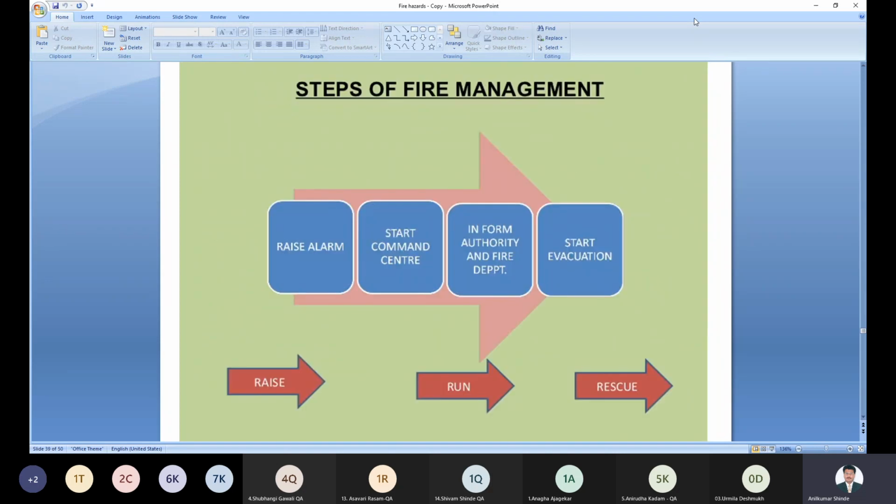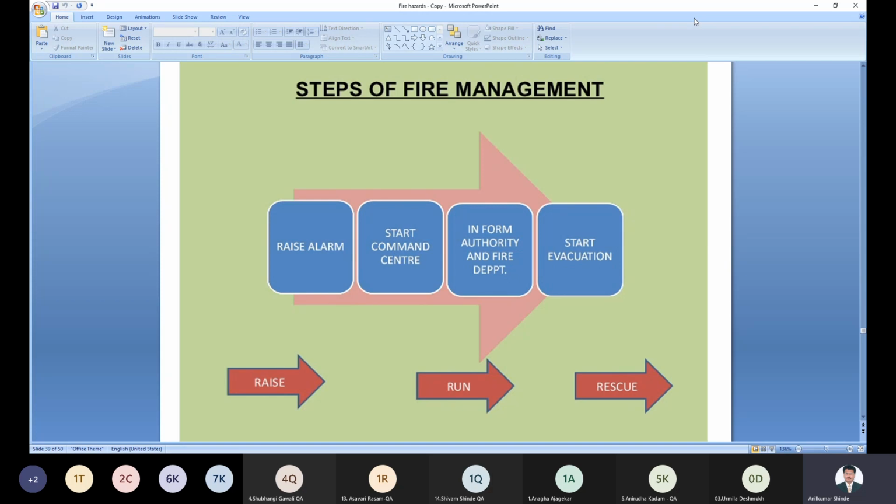Then these are the different steps involved in fire management. First, raise the alarm. If there is any fire in the department, we raise the alarm, and every employee should understand. If anything happens in a company, then start the command center. Those who have managed to prevent the fire should be in command. They inform the authority and the fire department. Inform the authority person, that is, the fire department. So you can easily provide the fire equipment and control the fire in a department.